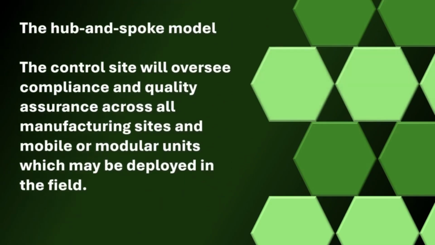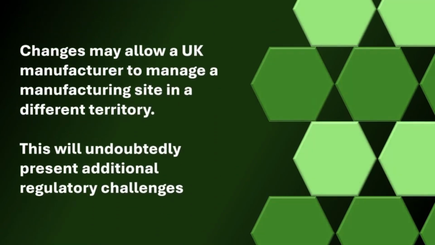The control site or hub will oversee compliance and quality assurance across all manufacturing sites, whether point-of-care, mobile or modular units which may be deployed in the field. Given some examples used have included battlefields, this may allow a UK manufacturer to manage a manufacturing site in a different territory. This will undoubtedly present additional regulatory challenges, given there will be crossover with the domestic legislation in the country where manufacture takes place. So let's watch this space.